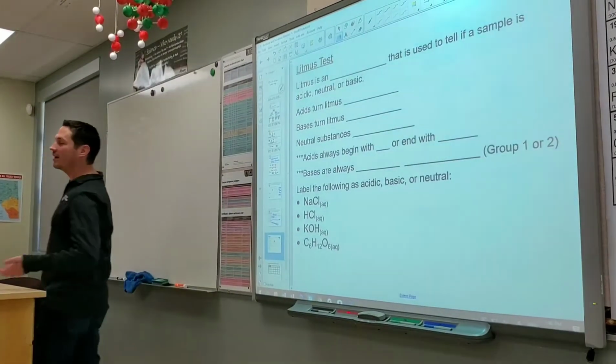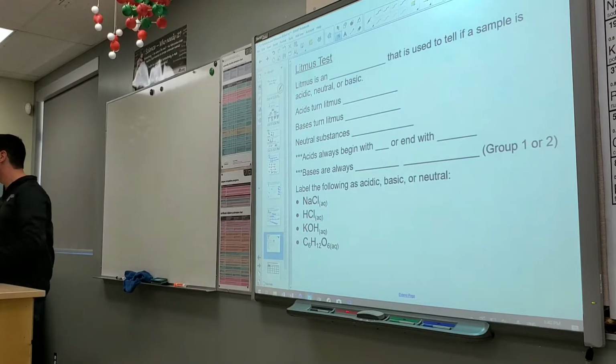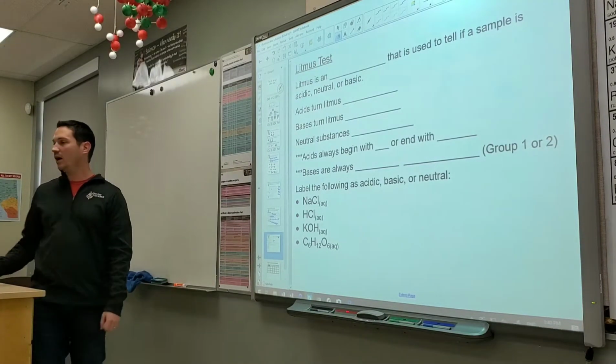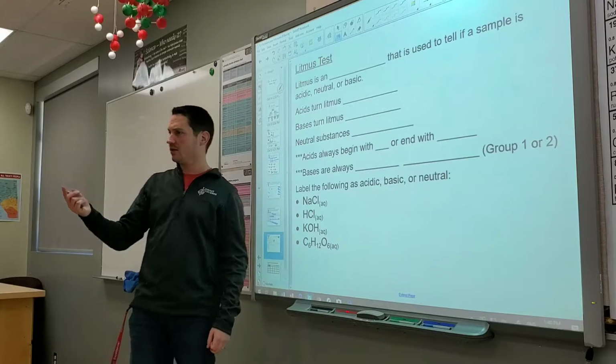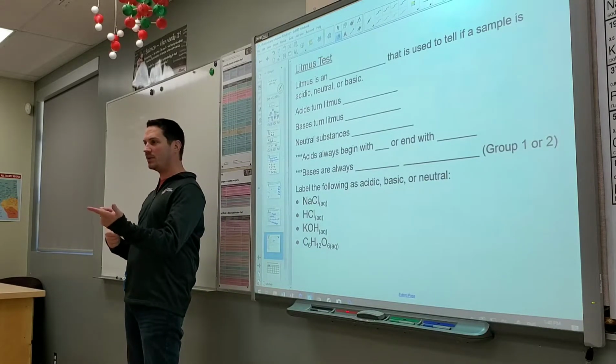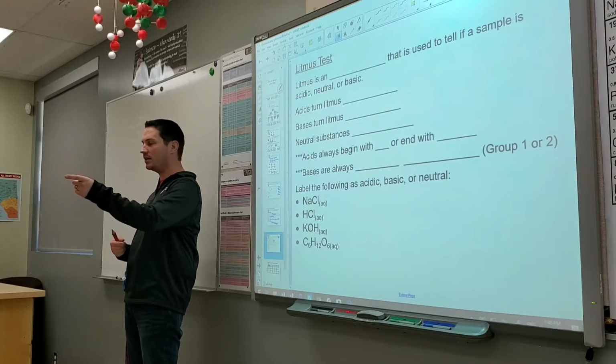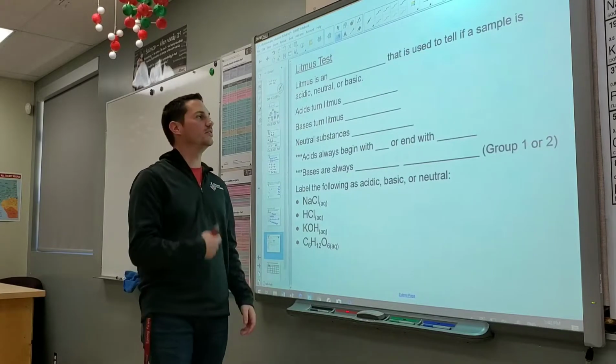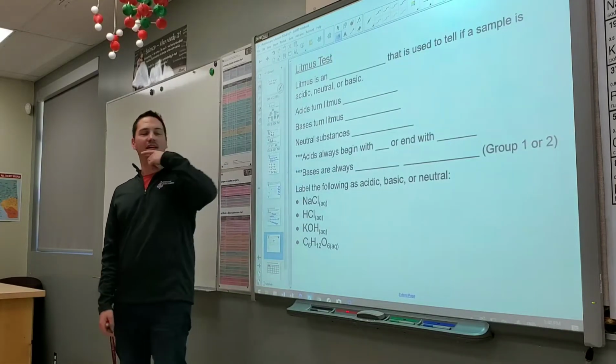Okay, let's talk the litmus test. What? I didn't find this paper. It's not in the bin? No, I didn't. It's in the bin. Did I not put it in the bin? You saw me put it in the bin. It's in the bin, right? Yeah, it's in the bin. I'm not crazy. You're crazy. I'm not.